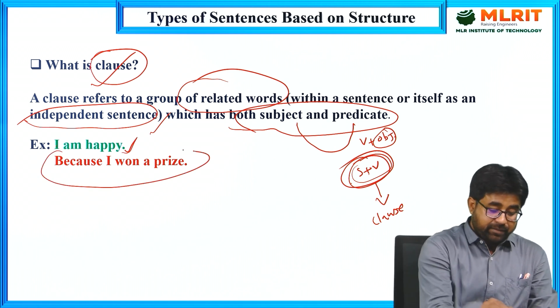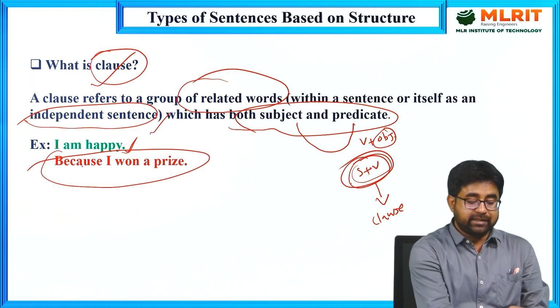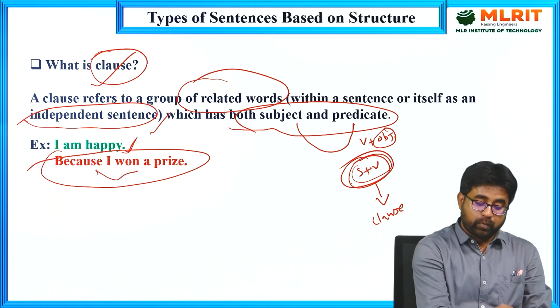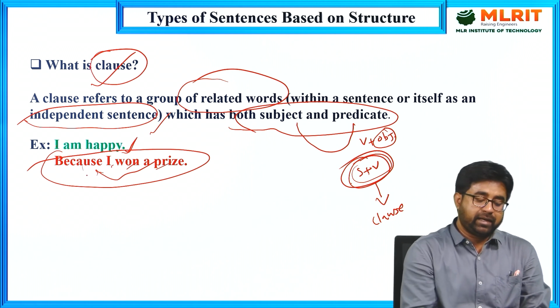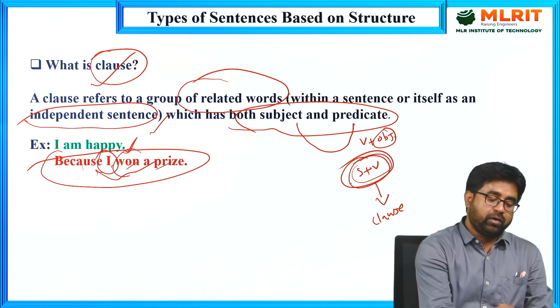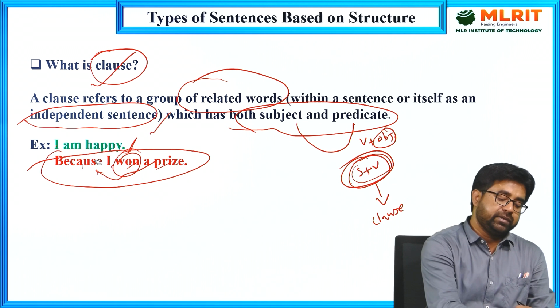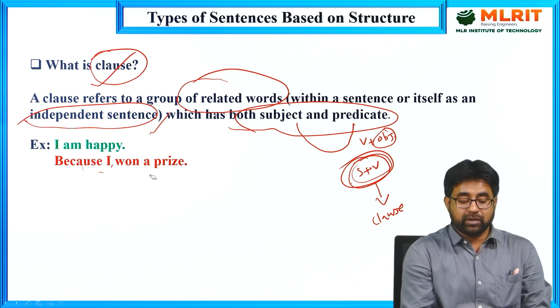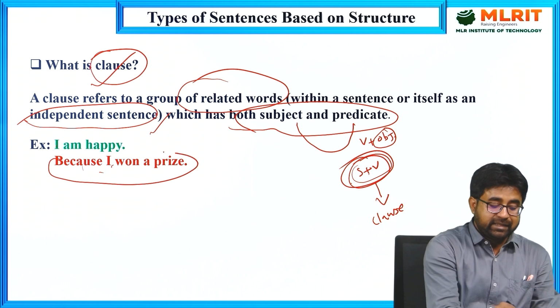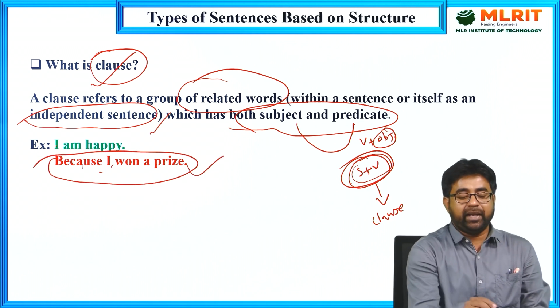But let's come here. Here also you can see this is a clause, right? Because this is a group of words. 1, 2, 3, 4, 5 words are there. They are interrelated. You can also find a subject and also a verb. Both are there. So this is also a clause. But then is it an independent sentence or an independent clause? No, because this alone is not conveying any thought.